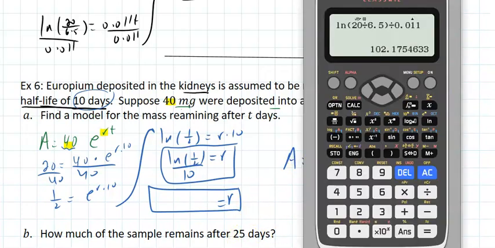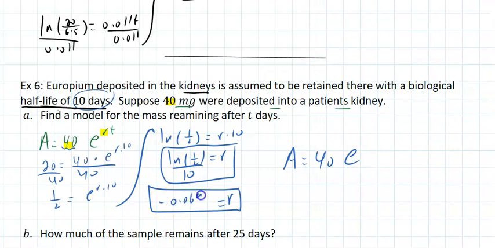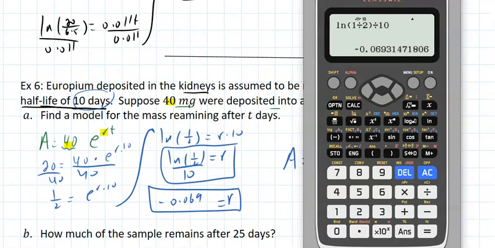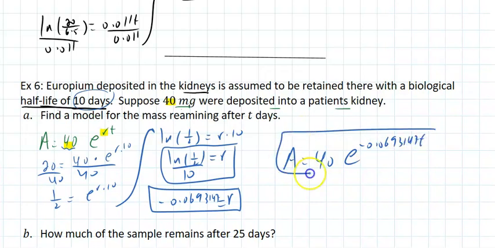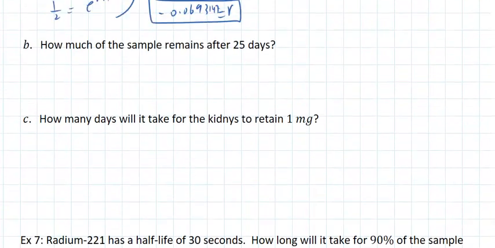And I need to figure out what this r is. Parentheses, natural log of 1/2 or 0.5, whatever you want, divided by 10 is the rate of growth. That is negative, actually it's decay in this case because it's dying, negative 0.0693147. So negative 0.0693147 t. That would be the formula that I will use to figure out anything else.